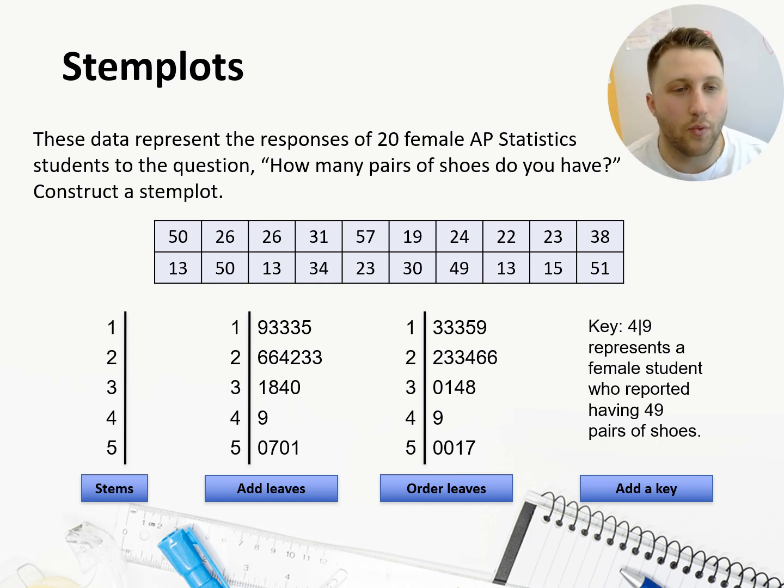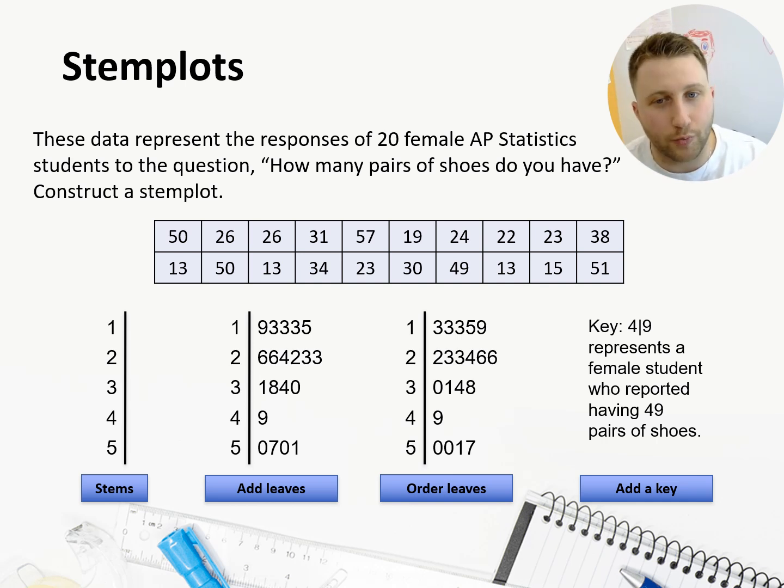The next step, once you've added your stems, is to add your leaves, and you can add them in the order that they appear in the data set. Some people like to skip this step and just order them directly, but if you do that, just make sure you go back and reorder them. The stems should be in numerical order, the leaves should be in numerical order, going from the smallest value closest to the stem, the biggest value furthest from the stem.